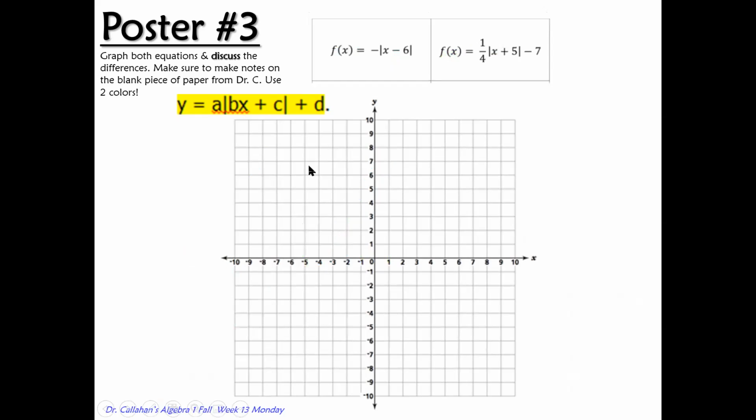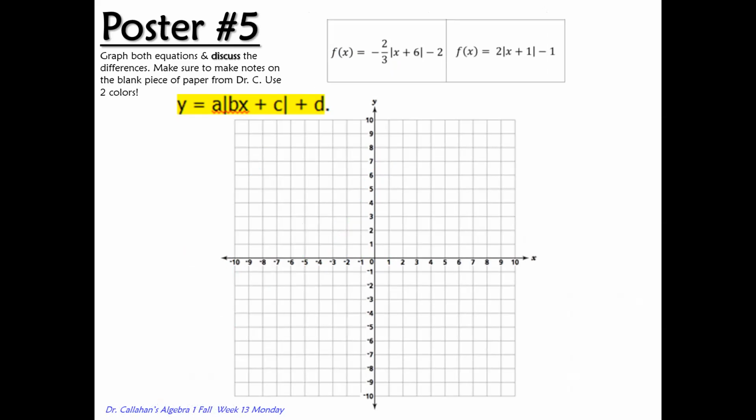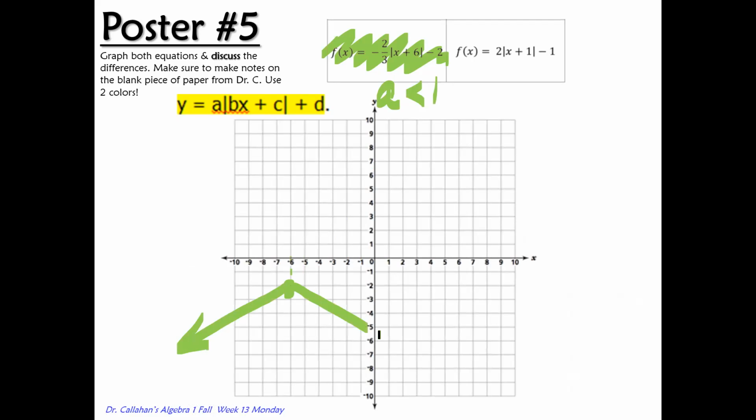Poster 3, pause the video and go ahead and graph this one. Poster 4. Poster 5. Let's take a look at poster 5. So for poster 5, it's still an absolute value, so it's going to be in a V shape. So 2 down, 6 to the left. So -6, 2 down. It's upside down, but it's 2 over 3, which means that A is smaller than 1, which means it's going to be wider, like that.